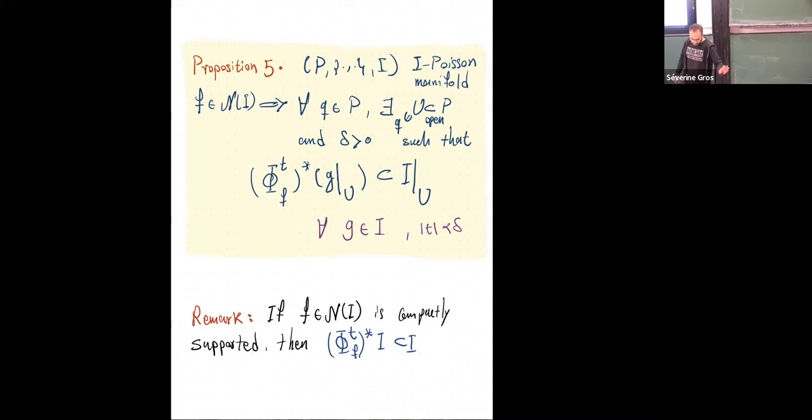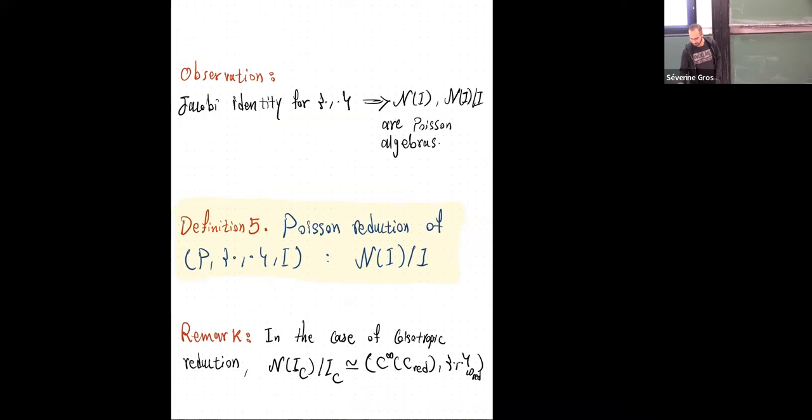Okay, an easy observation is that as a corollary of the Jacobi identity for the bracket, we can see that both N(I) and the quotient N(I) over I are Poisson algebras. And we call this N(I) over I the Poisson reduction of the I-Poisson manifold. Why do we call it Poisson reduction? Because in the case of the quasi-isotropic reduction, this N(IC) over IC would be the Poisson algebra of the smooth functions on C reduced.